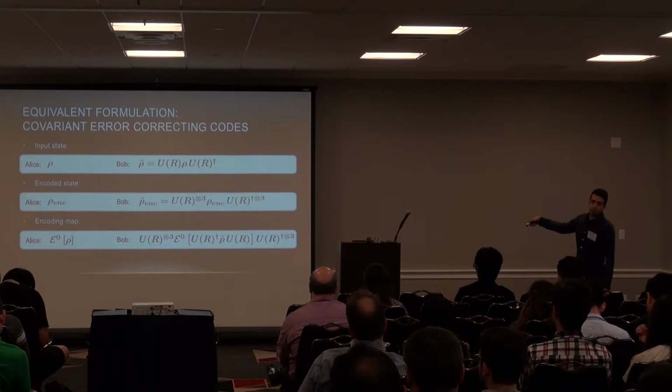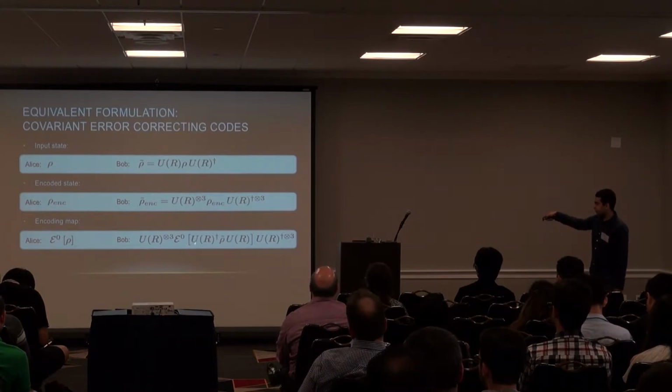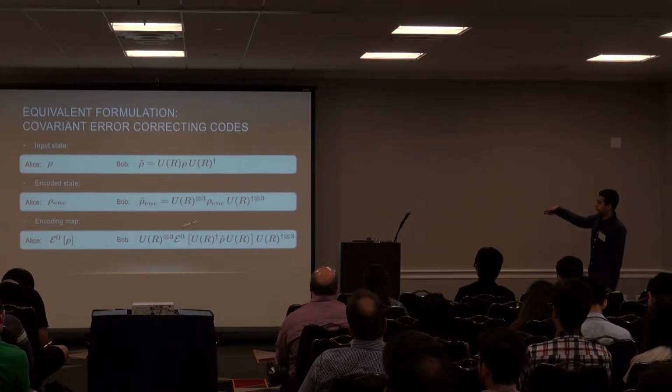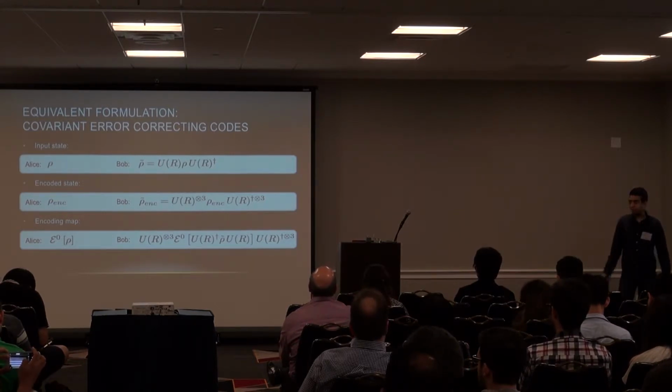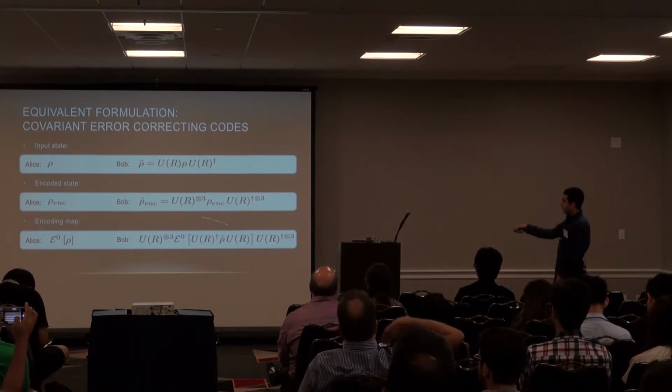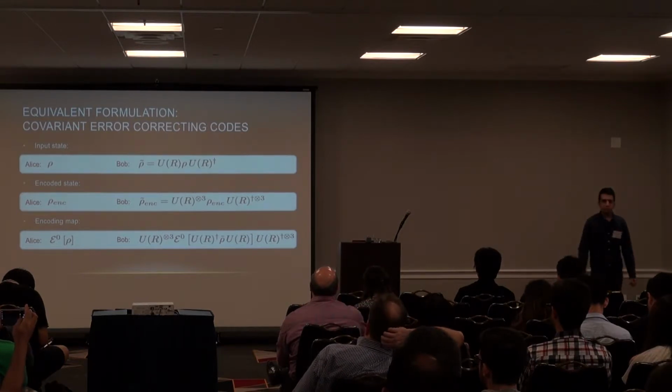But Bob knows the state rho tilde. So he should rotate it back to rho, as you see here, using the first line, and then encodes this map. So this is Alice's encoding. But then this map should be the encoding in Alice's frame. So he should be rotated back using the second line to Bob's frame. So this whole rotated map is the encoding as seen by Alice.